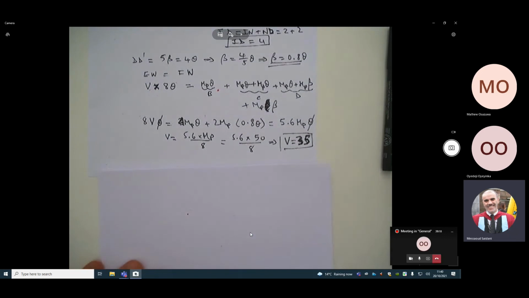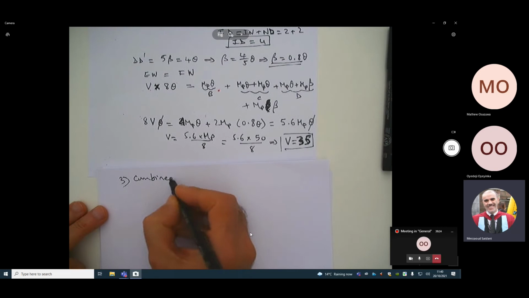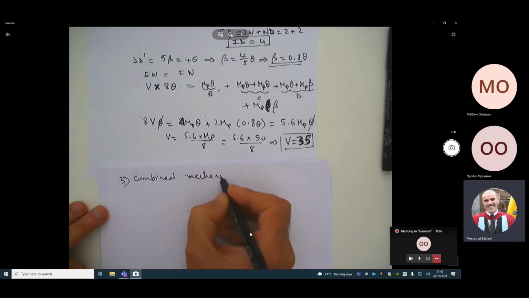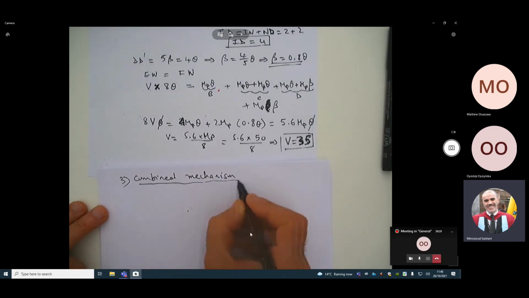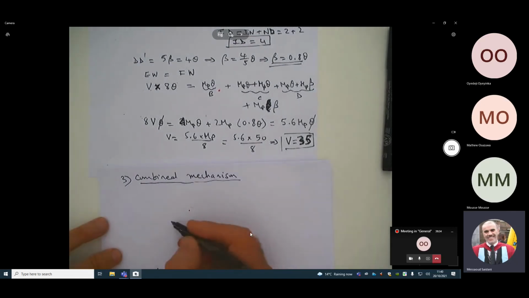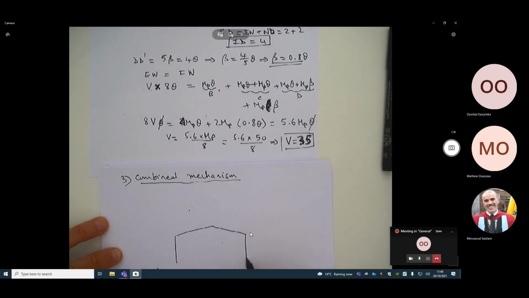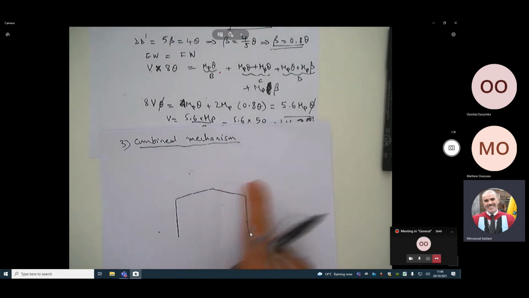So now we do the combined mechanism 3. Okay, so now we do the combined. So this is the frame. Leave some blank space here because we need it, okay? So leave a lot of space here, please. So this is the frame initially.